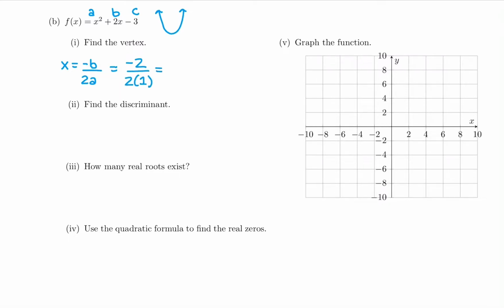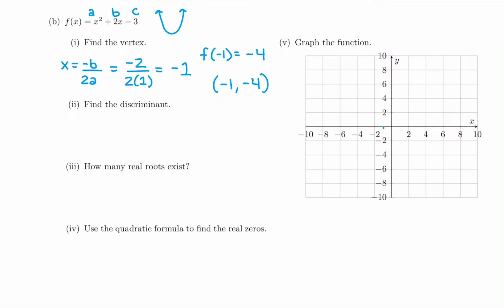So negative 2 divided by 2 times 1 is 2, which gives us negative 1. We're going to plug this into the original function to see what the y value of our vertex is. So I'm going to have negative 1 squared. Be sure you put this in parentheses so that you get negative 1 squared as being positive 1, not negative 1. If you don't put it in parentheses, it won't come out correct. So I'm going to plug in negative 1, and I should get negative 4. So my vertex is negative 1, comma, negative 4.